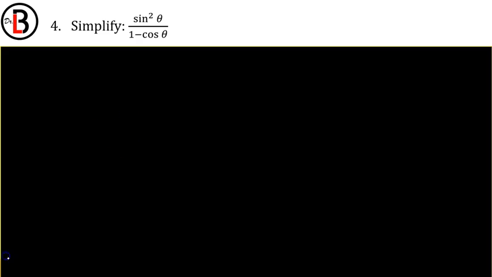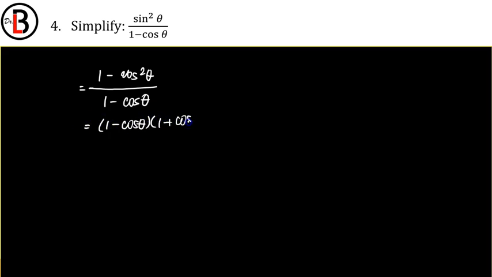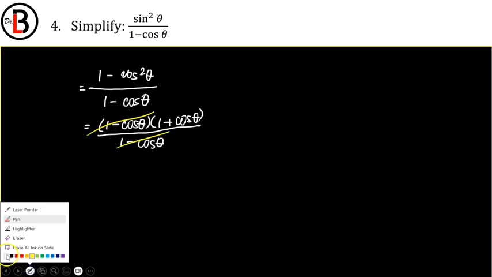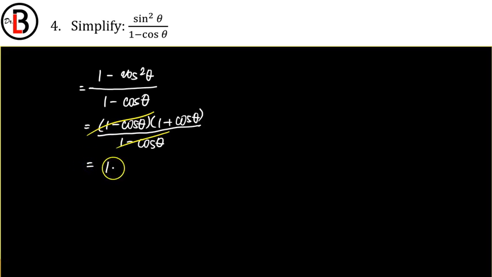Next, on top, you'll notice that you have a squared term. Sine squared theta is 1 minus cosine squared theta. And then the bottom is 1 minus cosine of theta. The top can be simplified by factoring it, so it becomes 1 minus cosine theta times 1 plus cosine of theta. You're left with 1 minus cosine of theta in the bottom. You can cancel those two because they're purely multiplication or division. You're left now with 1 plus cosine of theta.